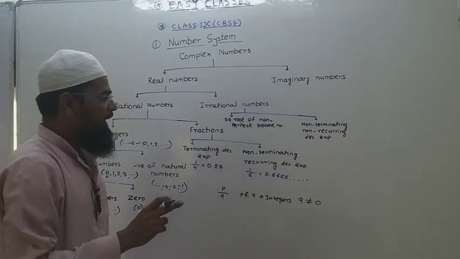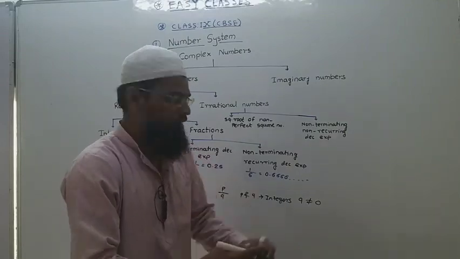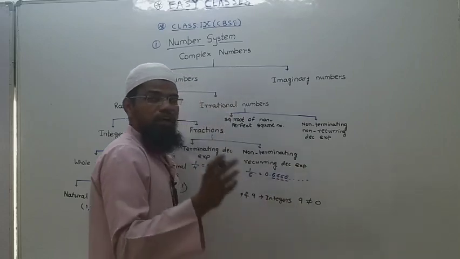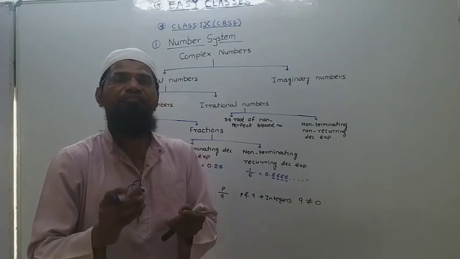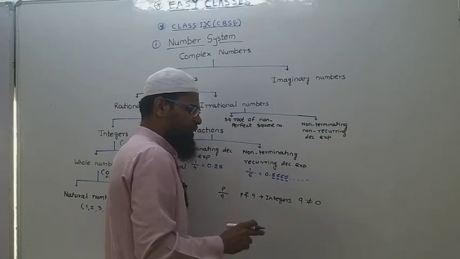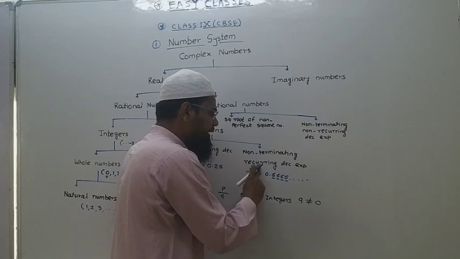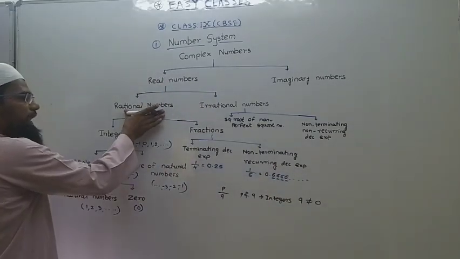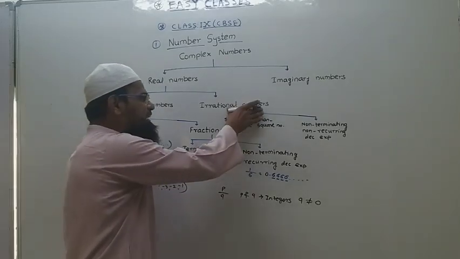Recurring means repeating. Recurring is nothing but repeating the same decimal, or a group of decimal numbers, over and over. So we can say that fractions, or rational numbers, have terminating or non-terminating recurring decimal expansions. So this is about rational numbers. After that we concentrate on irrational numbers.